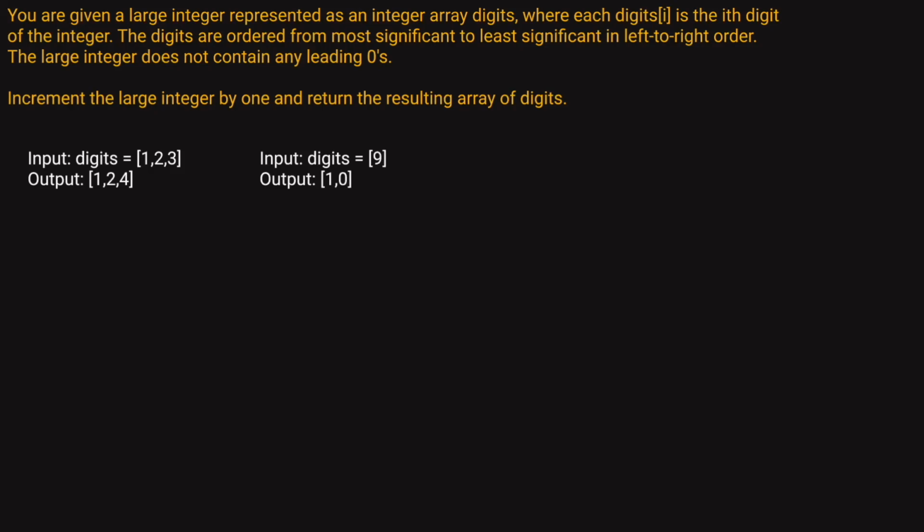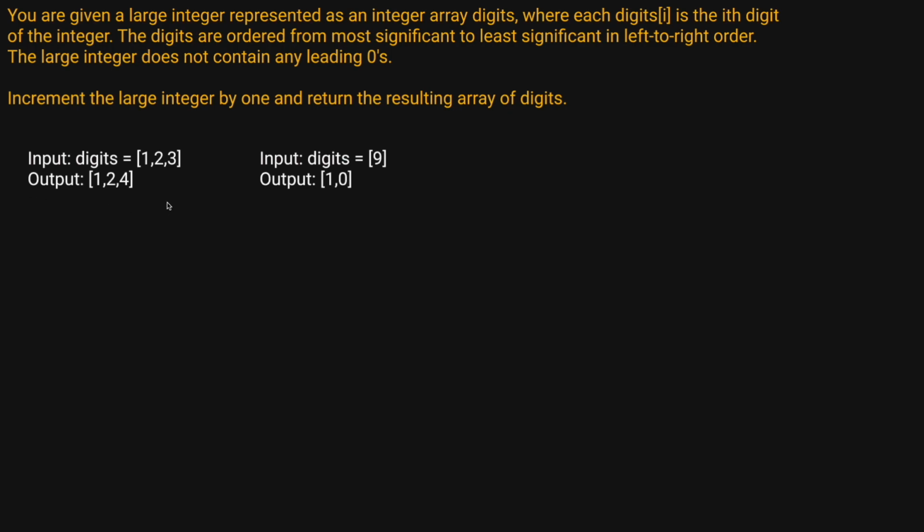Today we're going to be solving Leetcode problem 66, Plus One. You are given a large integer represented as an integer array digits, where each digits[i] is the ith digit of the integer. The digits are ordered from the most significant to least significant in left to right order. The large integer does not contain any leading zeros. Increment the large integer by 1 and return the resulting array of digits.